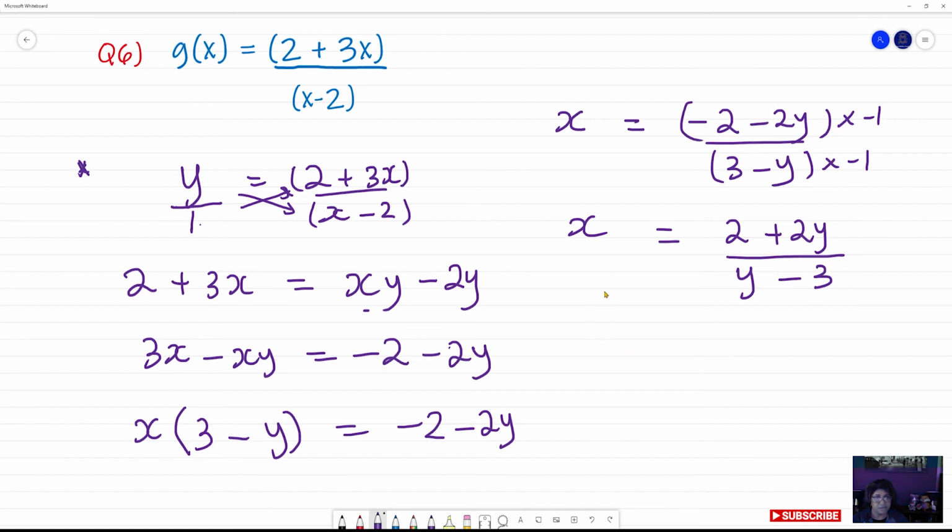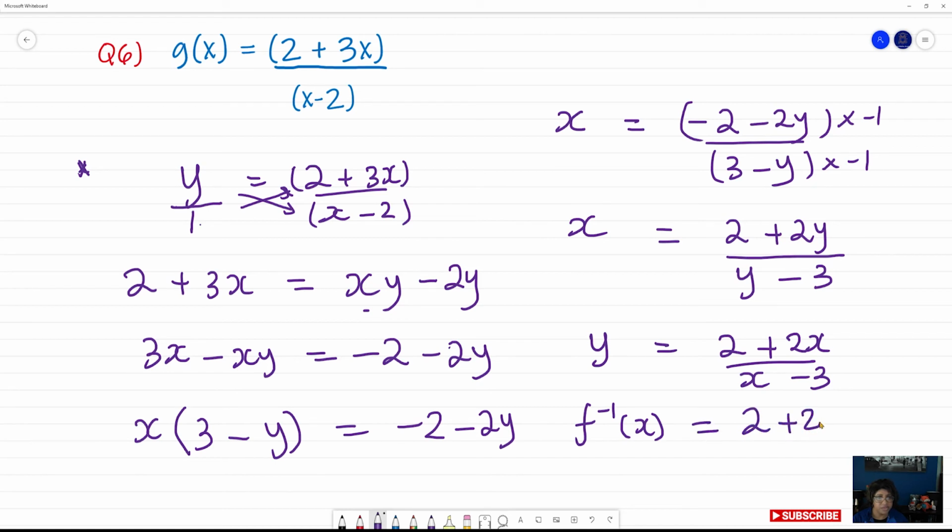And now we can swap the y's and x, so we can write y equals 2 plus 2x over x minus 3. And the final step then is to write with inverse notation. So f inverse of x is going to be equal to 2 plus 2x over x, take away 3. This is now your final answer.